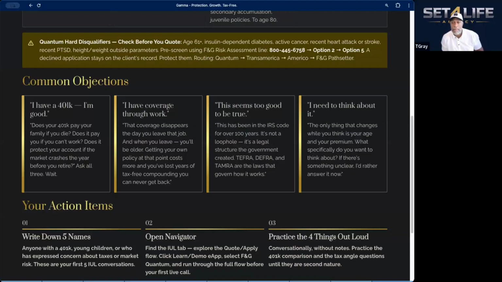Last one. "I need to think about it." And the only thing that changes while you think is your age and your premium, how much you're going to pay for this policy. So let's cut that time down. What specifically do you want to think about? Because if there's something that's not clear, let me answer it for you now.